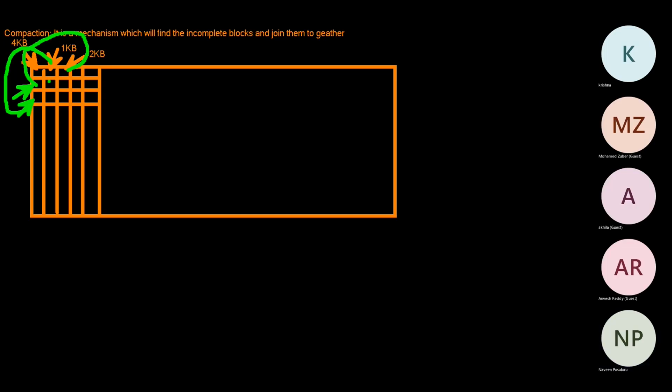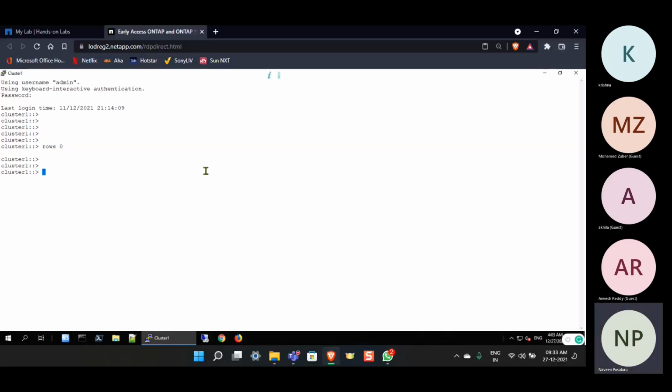Any questions? Okay, in compaction, we don't have any types and we don't have any ways to run. It will run automatically in the backend. If you don't have any questions, then let's jump into practicals.